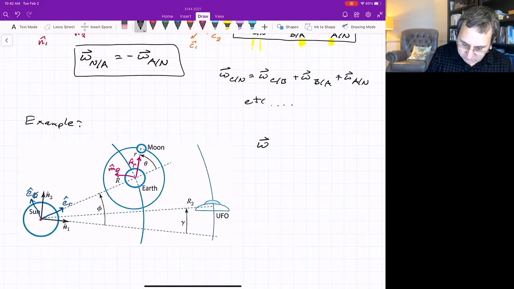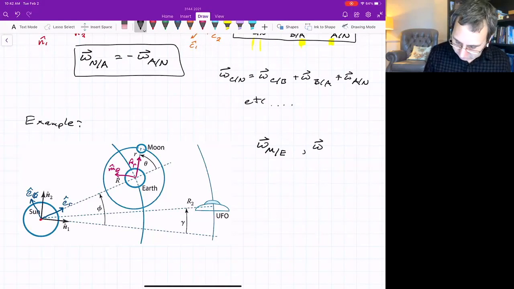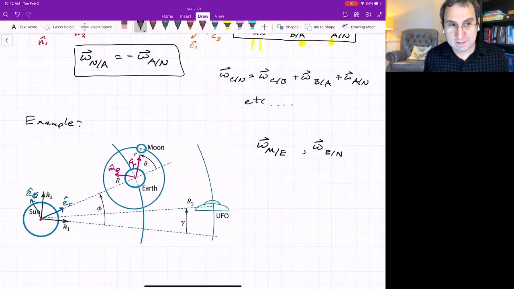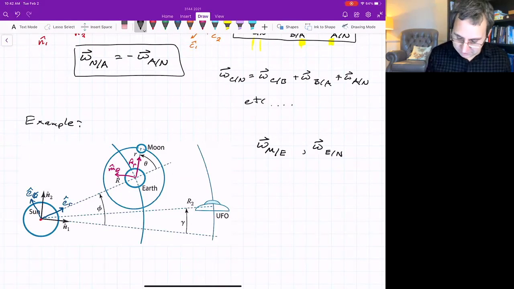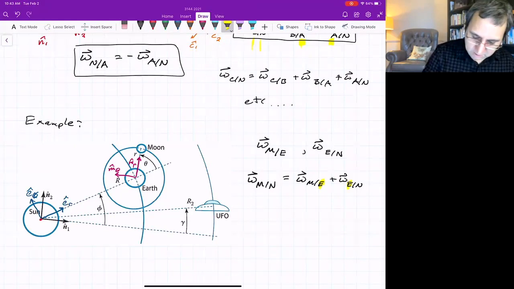So we've got the angular velocity of the moon-fixed frame with respect to the Earth frame. And then there's the angular velocity of the E frame, the Earth frame, with respect to the inertial frame fixed in the sun. And if I wanted to know what is the moon frame with respect to the N frame, well, it would be omega of M with respect to E plus E with respect to N, where I'm kind of thinking of the E's cancelling. They don't.